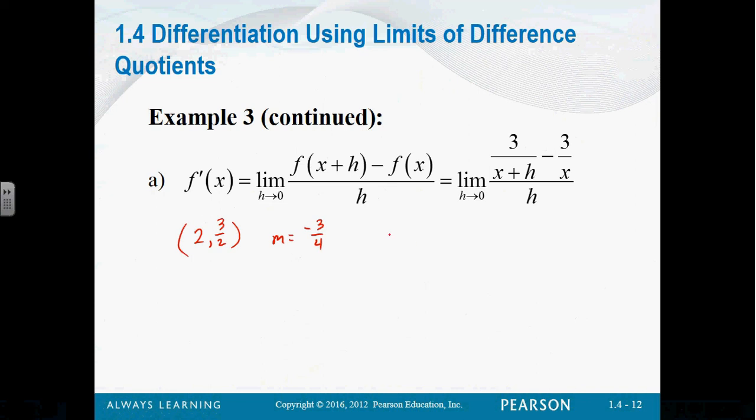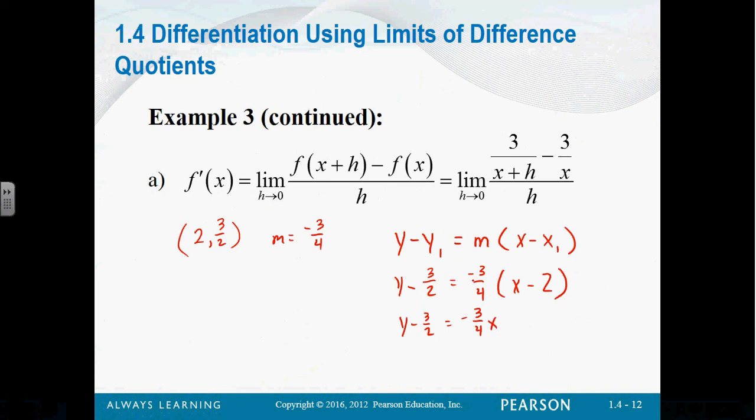Does anybody remember point-slope form? Y minus Y1 equals M times X minus X1. So, Y1 is 3 halves, M is negative 3 fourths, X1 is 2. So we distribute. We get negative 3 fourths X. Negative times a negative is going to give us positive 3 fourths times 2. It's like a fraction, so we do across the top. 3 times 2 is 6. 4 times 1 is 4.